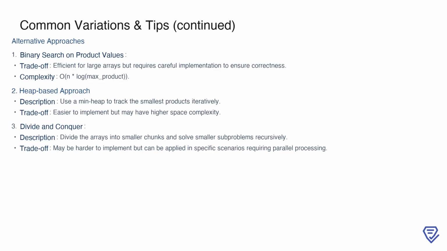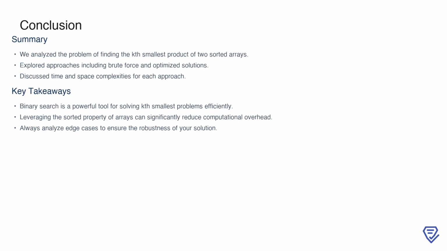Another option is a heap-based approach. By using a min heap, you can iteratively track the smallest products as you generate them. This method is often easier to implement, but it typically requires more space, so you must manage memory usage carefully on larger datasets. Finally, there's the divide and conquer strategy. This involves breaking the problem into smaller chunks and solving each subproblem recursively. While this approach can be harder to implement, it's particularly useful for scenarios where parallel processing is feasible, allowing you to leverage computational resources efficiently. Each of these methods has its trade-offs, so choosing the right one depends on the specific constraints and requirements of the problem you're solving.